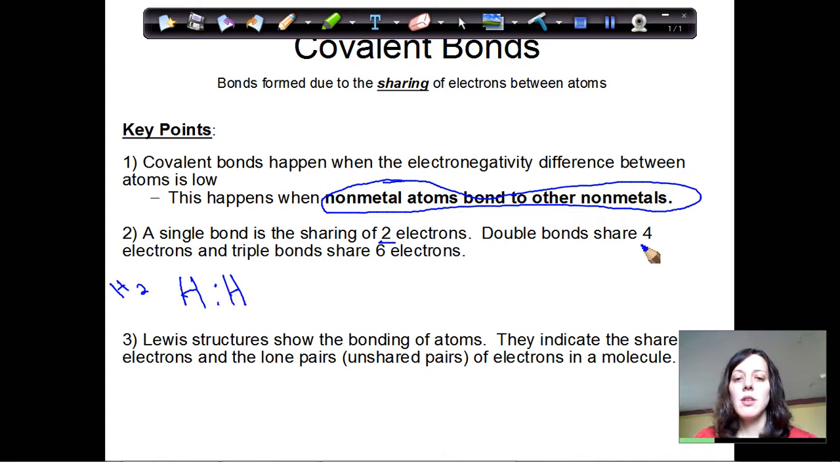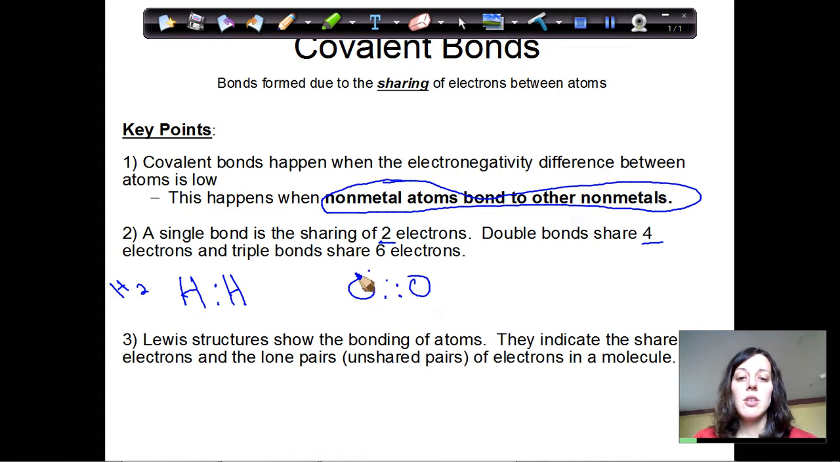For double bonds, they share 4 electrons. So to draw a molecule that has a double bond, we would draw oxygen, and each oxygen is sharing these 4 electrons. So this oxygen has access to it, as well as this oxygen has access to those 4 electrons. And by drawing them in the middle like this, it says that they share them.